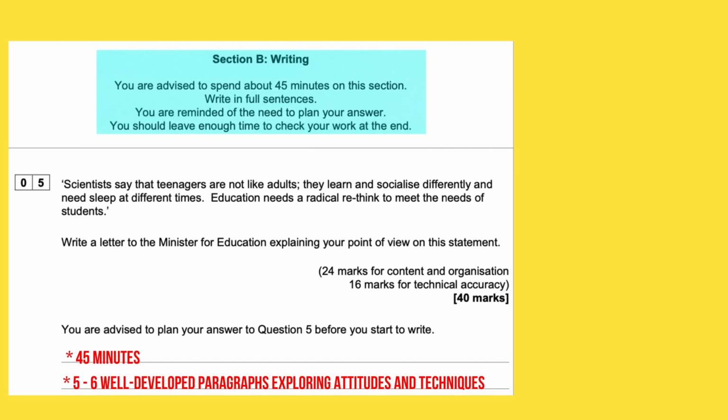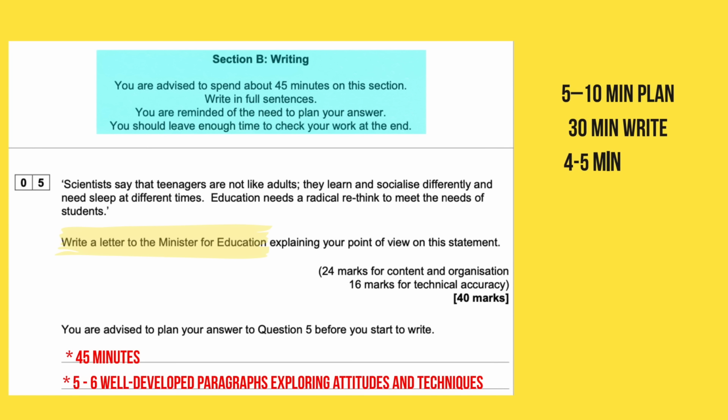In this case, they have said, "Scientists say that teenagers are not like adults. They learn and socialize differently and need to sleep at different times." So you want to write a letter to the Minister of Education explaining your point of view on this statement. Okay, so now that we know what the task is, we want to spend 5 to 10 minutes planning, 30 minutes writing, and try to leave an extra 5 minutes at the end to check over your work.